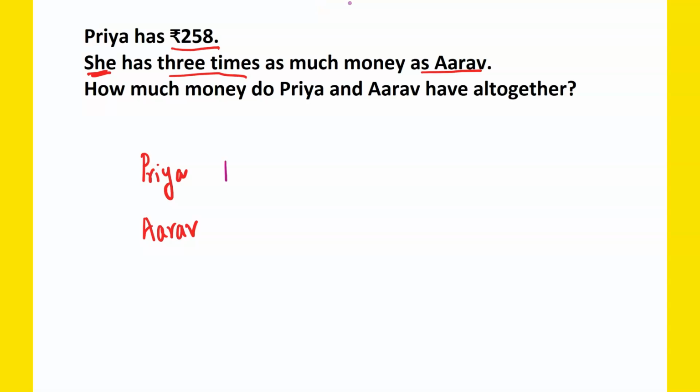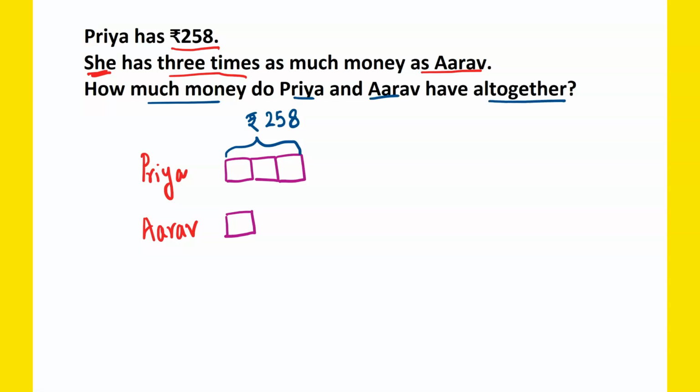So we are going to make 3 boxes for Priya and 1 box of the same size for Aarav. And we also know from the first statement that Priya has rupees 258. So let us show it in our bar model. So we write like this, 258. Now they are asking how much money do Priya and Aarav have all together.